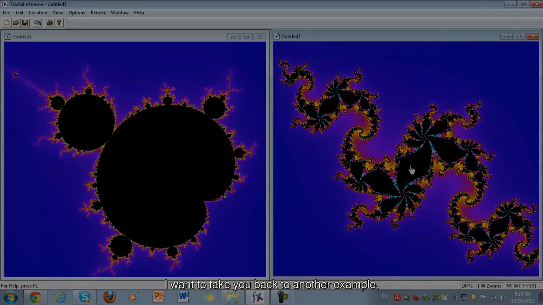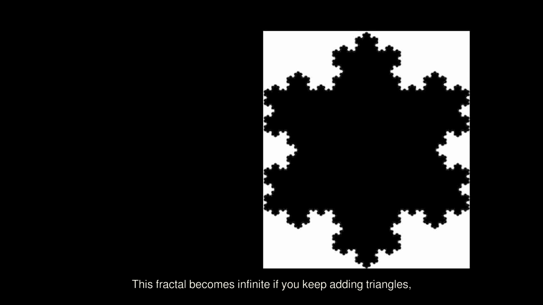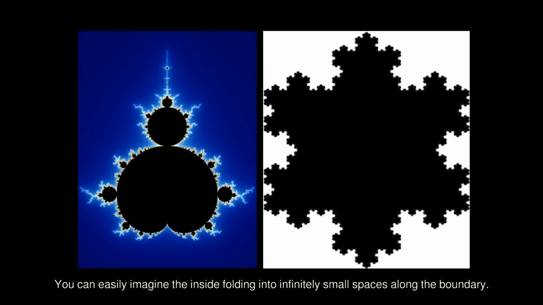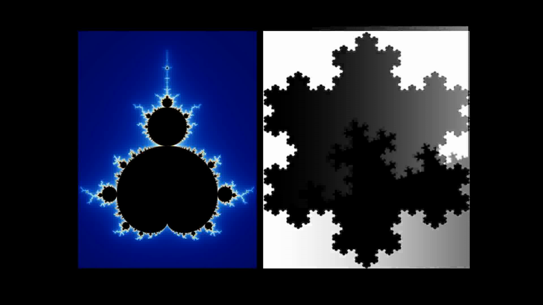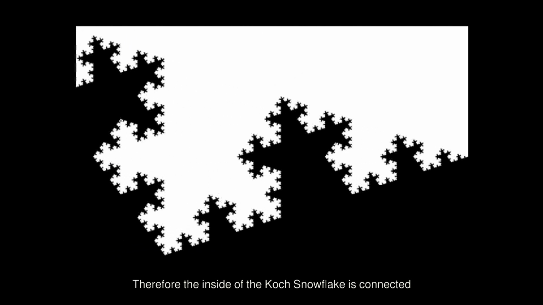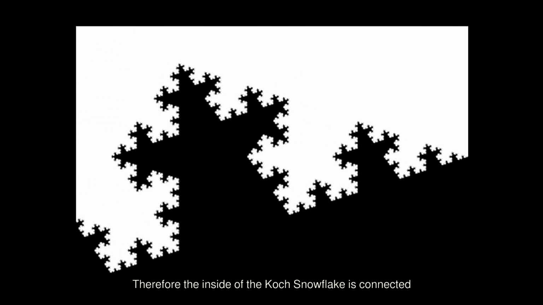I want to take you back to another example, the Koch snowflake. It is a bit different than the Julia and Mandelbrot sets, because it doesn't use complex numbers, but I will use it as an example. This fractal becomes finer and infinite if you keep adding triangles, but the area within the snowflake is finite. If you compare the inside of the snowflake to the black region of a Julia or Mandelbrot set, you can easily imagine the inside folding into infinitely small spaces along the boundary. But it is still joined together, and you can see this as you zoom in. Therefore, the inside of the Koch snowflake is connected.